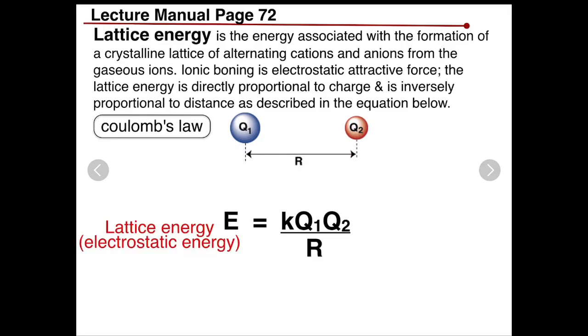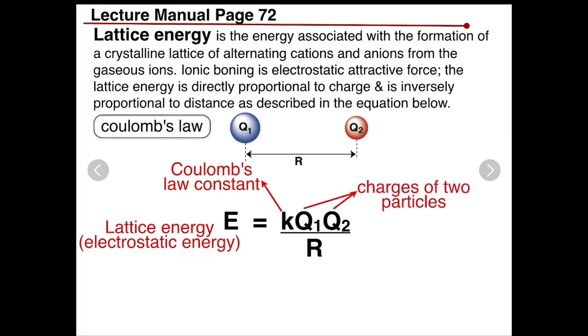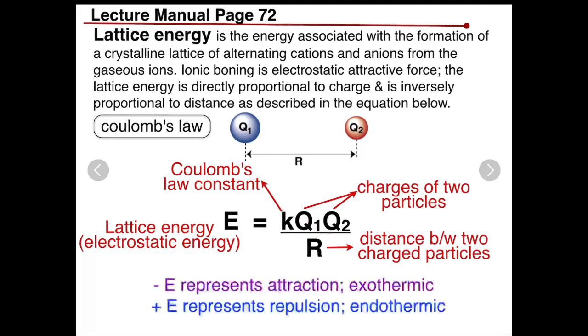Again, E refers to the electrostatic energy, K is the constant, the Q are the charges of the two particles, and R is the distance. Think about this: if you have the same type of charges, you are going to end up with a positive energy, right? If you have opposite charges, you are going to end up with a negative energy. The negative energy represents the attractive force, or exothermic. The positive energy represents repulsion, or endothermic.